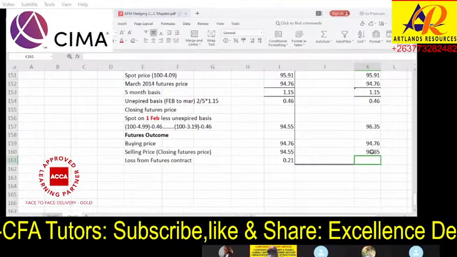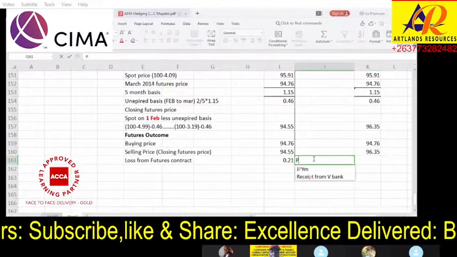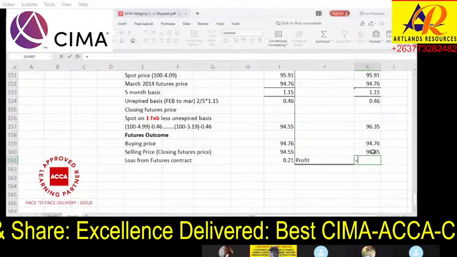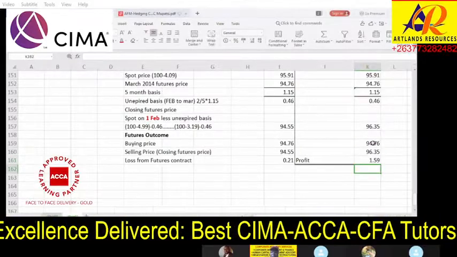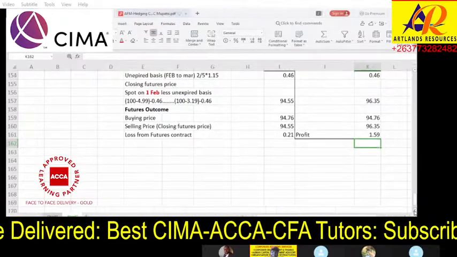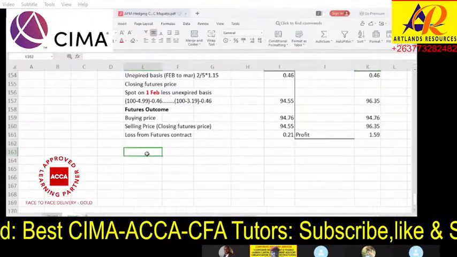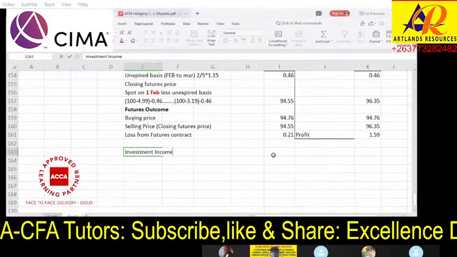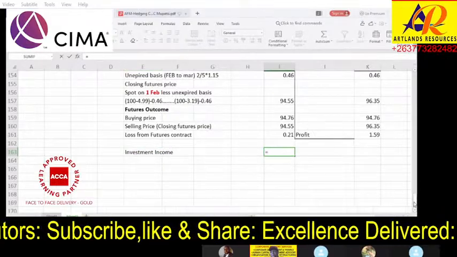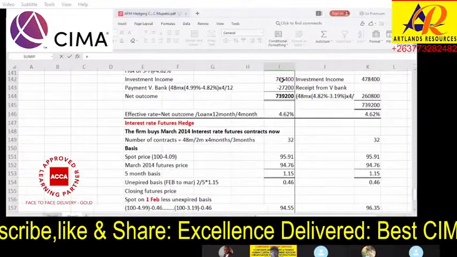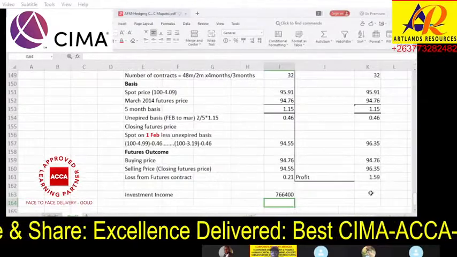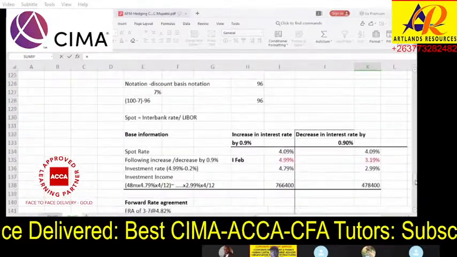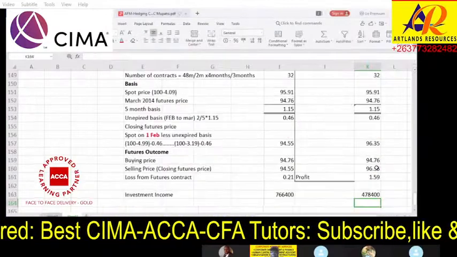This one, you bought at this and sold at this. This was profit. Here it was profit from futures. So it's profit of, this is per contract, this minus this. So it's 1,59. Remember, it's percent. So you then said investment income. This is what you are going to receive. Had you not hedged, investment income was 766. It is still the same that we have. And we are taking everything from base information. Investment income is this and that.